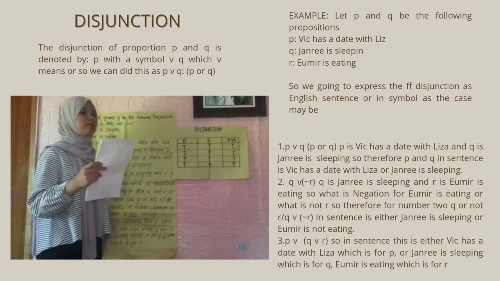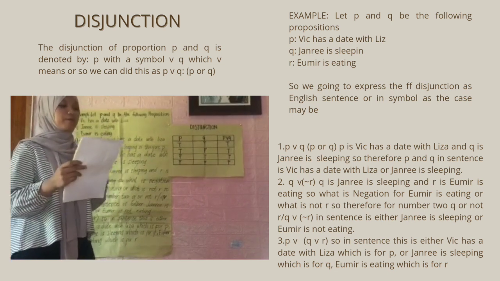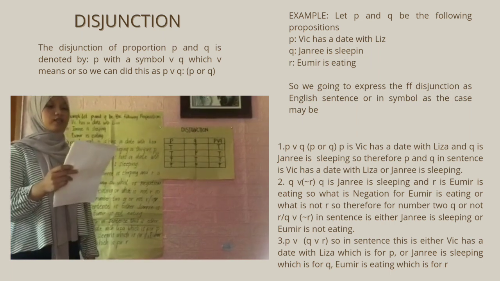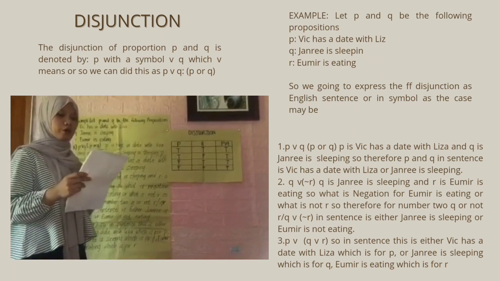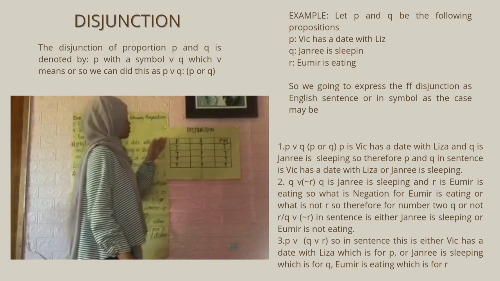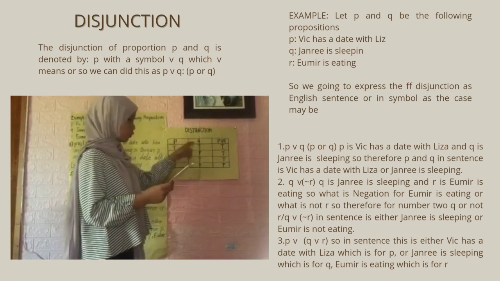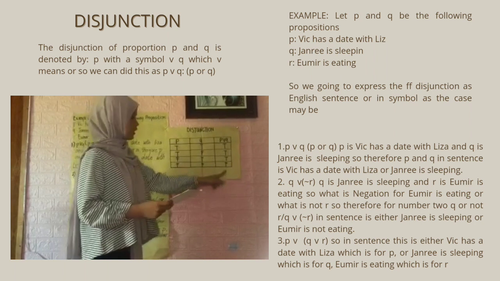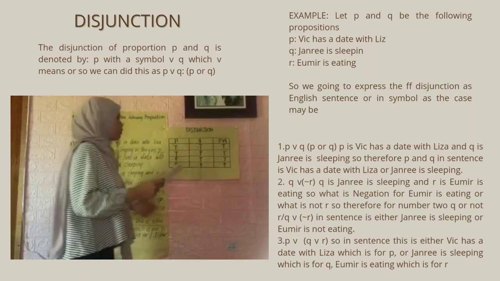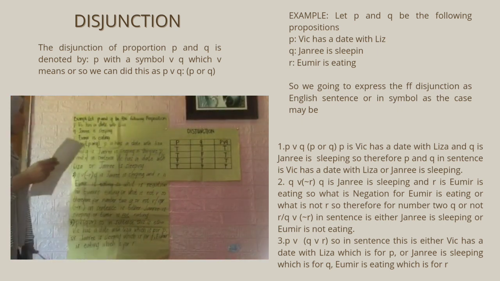So, disjunction. The disjunction of propositions P and Q is denoted by P with the symbol ∨, which means or, so we can read this as P ∨ Q, or P or Q. Truth table of disjunction. The disjunction P ∨ Q is false only if both are false. So, here is an example of disjunction.